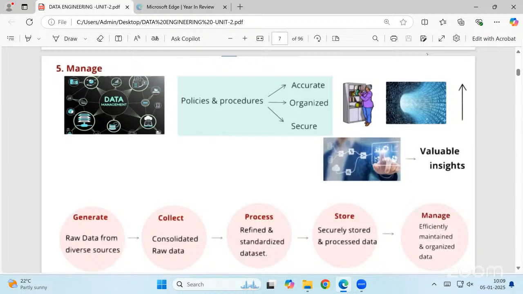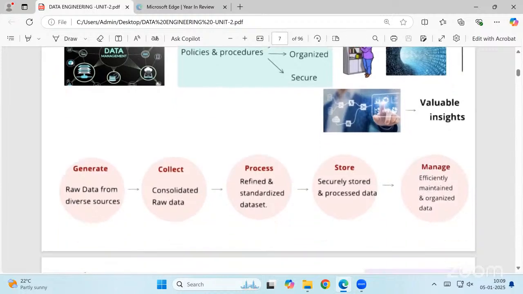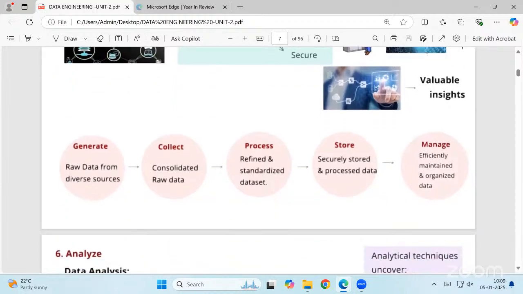Okay, because the data is so valuable that anyone who has the data can do analysis and gain insights out of it, and then they can do business on it. So at the end, they'll get revenue. Okay. So manage efficiently and maintain organized data.